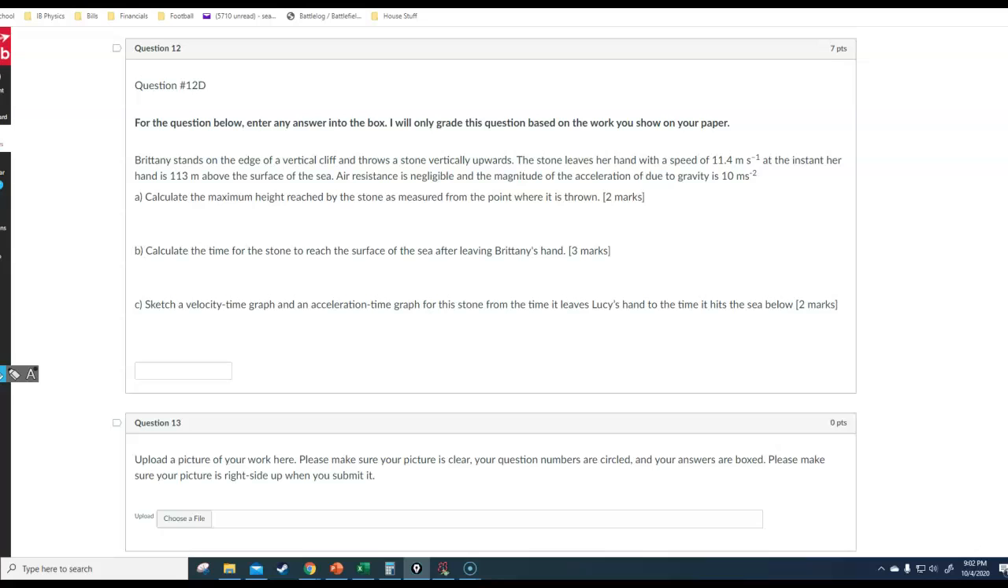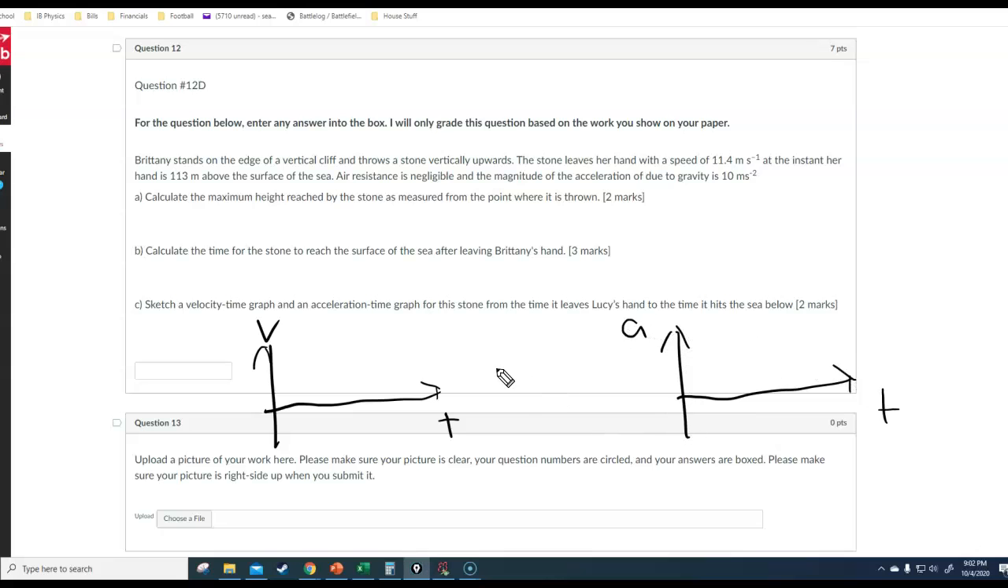The last question on the test: sketch a velocity time graph and an acceleration time graph for this situation. Okay, again, we did this exact type of situation. In fact, it was a warm-up, like a day or two before the test, that was basically asking you to sketch the graphs for this type of situation. The velocity time graph is going to be linear. It should have a negative slope because the slope on a velocity time graph represents the acceleration. And so it should be something like this.